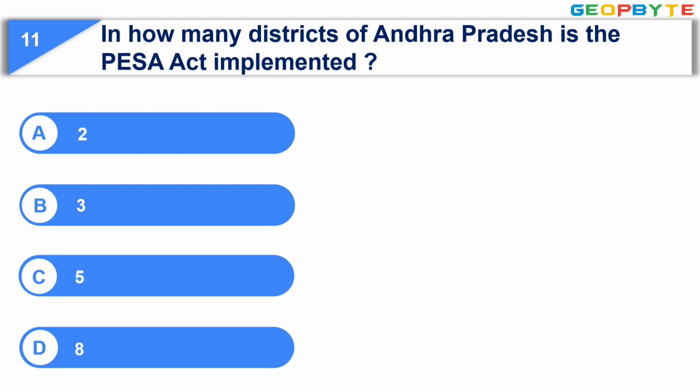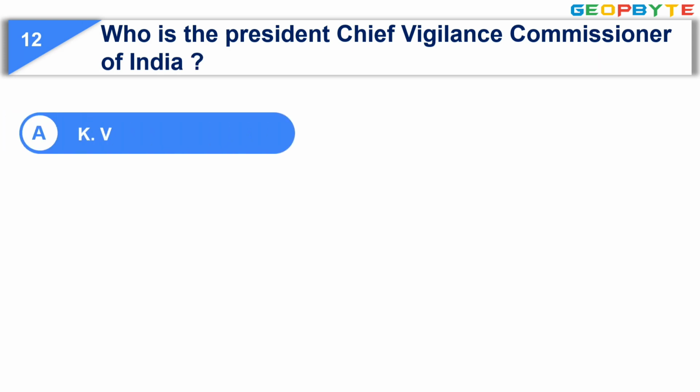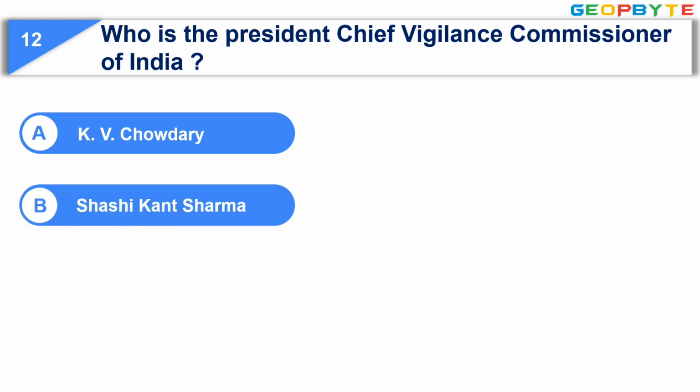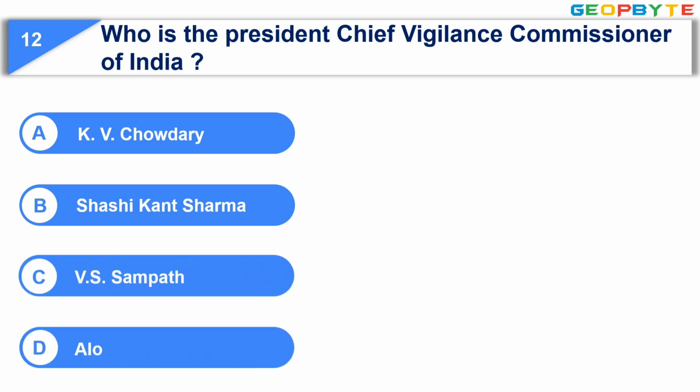Your time is up and the correct answer is option C, 5. Moving to the 12th question. Who is the President Chief Vigilance Commissioner of India? Option A, K.V. Chowdhury. Option B, Shashikant Sharma. Option C, V.S. Sampath. Option D, Alok Verma. Your time starts now.